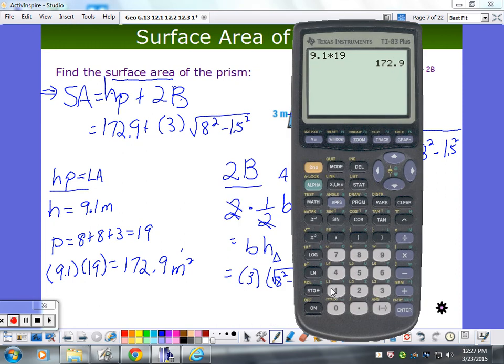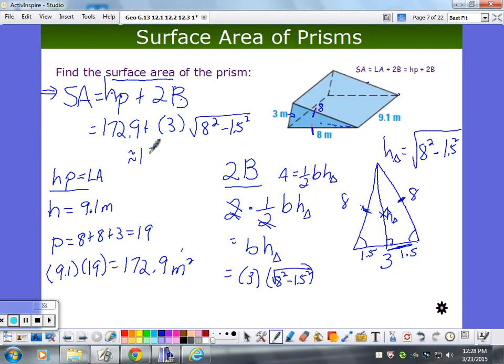You could estimate here, but the more you estimate, the less accurate your answer is. So I'm trying to do it as late as I possibly can in the problem. Surface area is the lateral area plus 2 uppercase B, which we worked out to be 3 times the square root of 8 squared minus 1.5 squared. When it doesn't say how to round, to the nearest hundredth, I'm getting 196.47. And these are square units. This is still area. Surface area is area. Yes, sir.